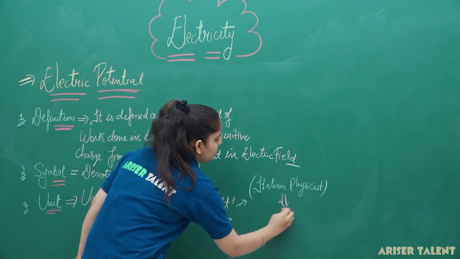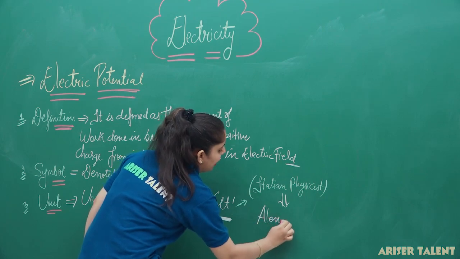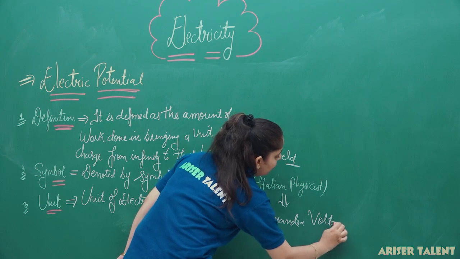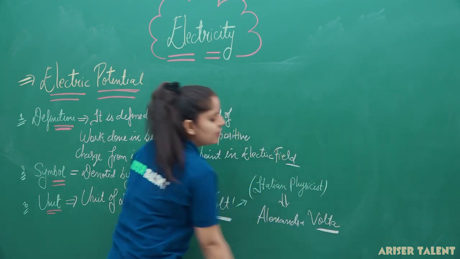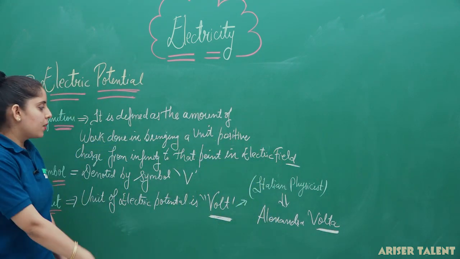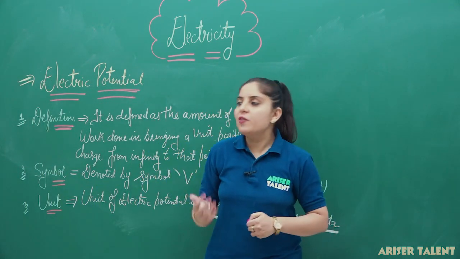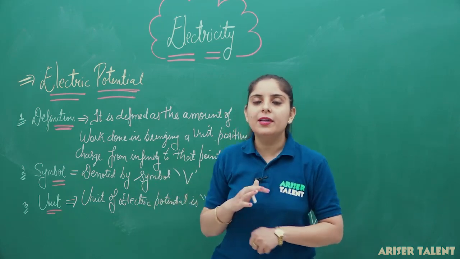Known as Alessandro Volta. That's why the unit volt has been given. This is the name of the physicist we have. Now, this is about the symbol of the electric potential we have. We have discussed about the unit of the electric potential.